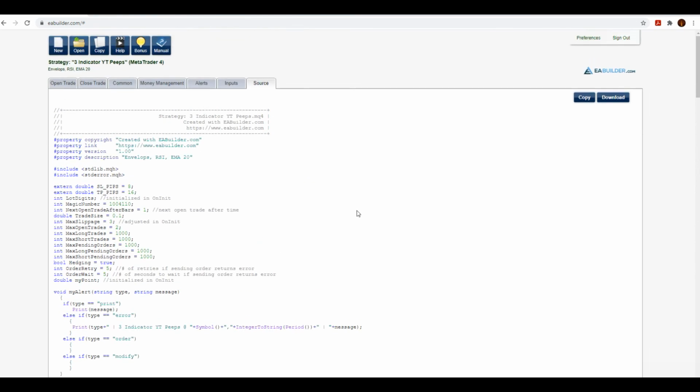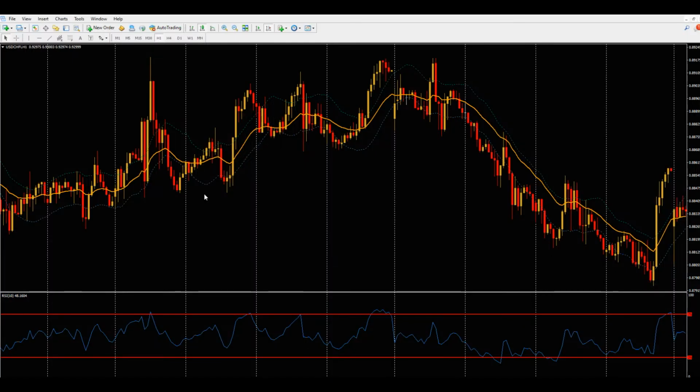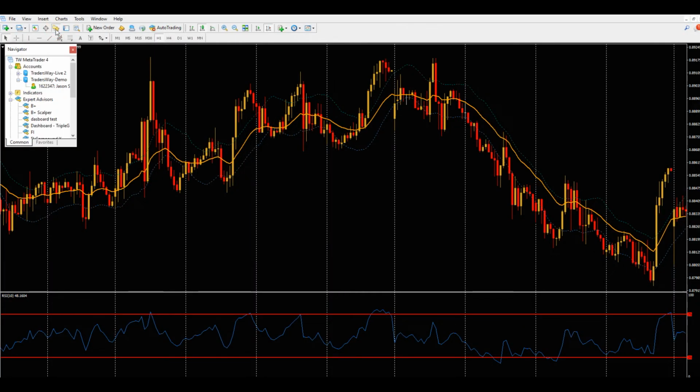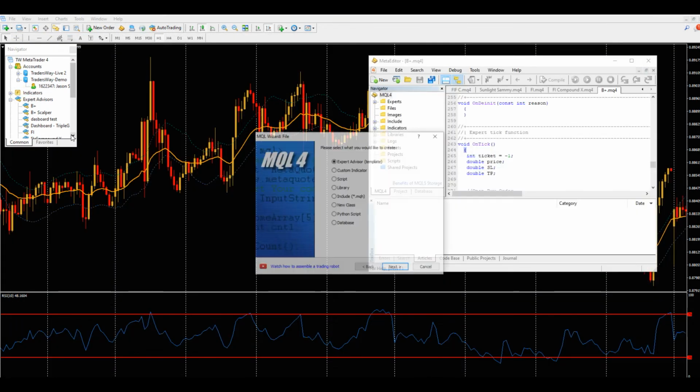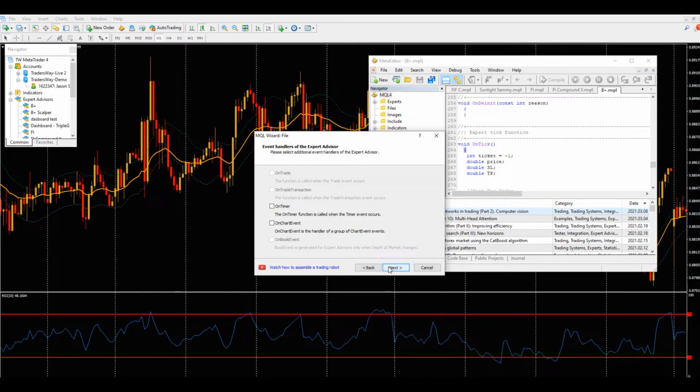All right, but for this program, what we do is we hit copy, and of course it copies everything, Control C. Then we come over here, go into Expert Advisor, and go to Create in Meta Editor. Expert Advisor, next. What do we call it? 3 indicator, for YouTube peeps. I think that's what we called it.